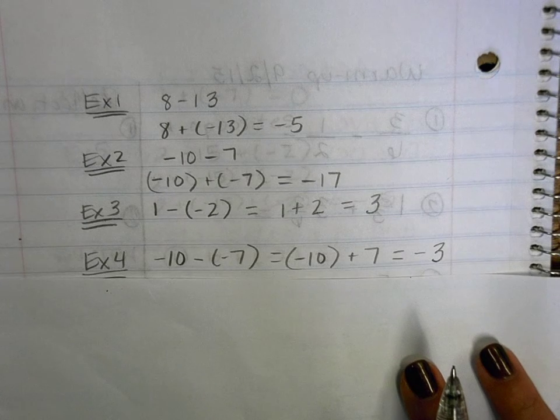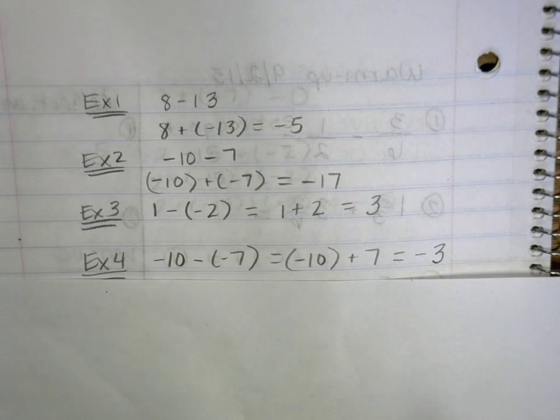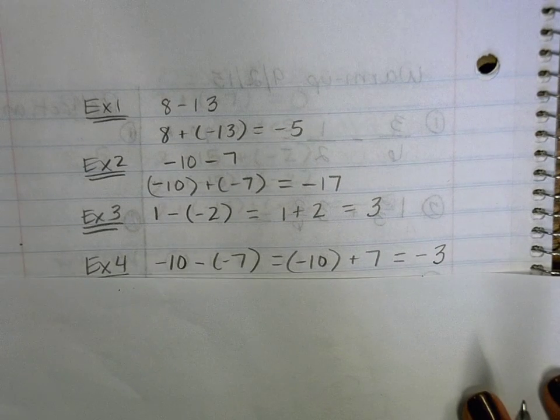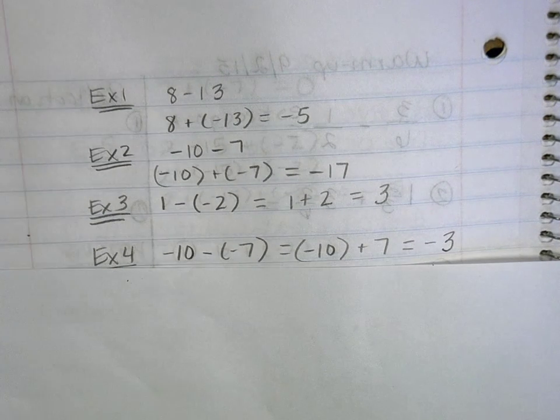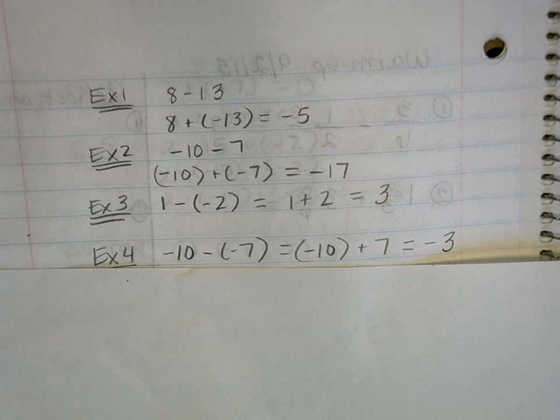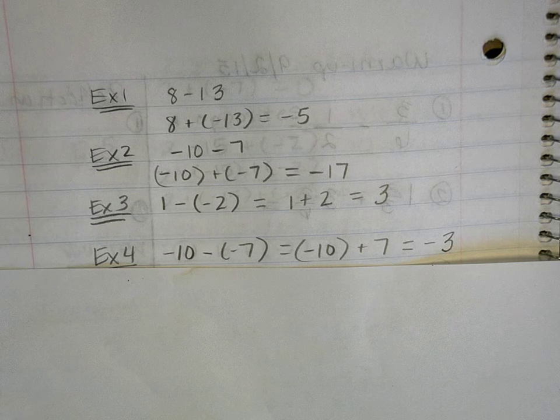Example 4. This one has the double negative, but you can see it has a negative 10 out front. So that means we'll get a negative answer. So we have a negative 10. That double negative makes it a plus 7. So we should get a negative 3. Any questions so far? Couple more examples.